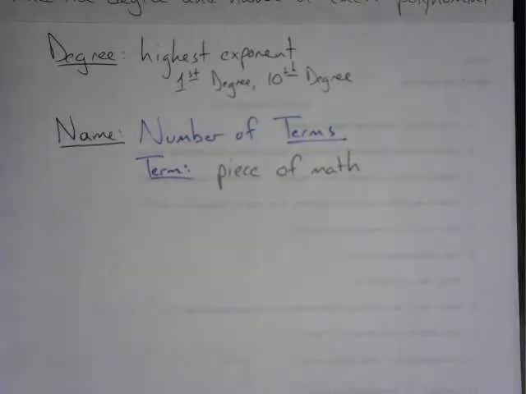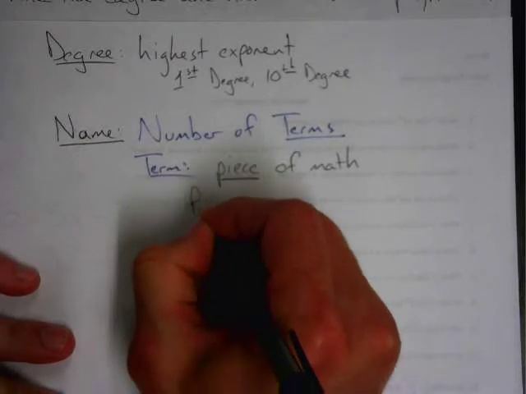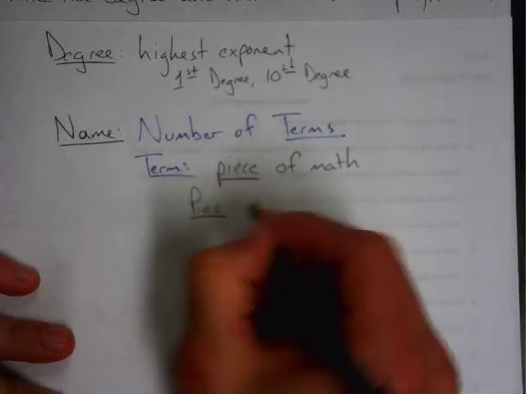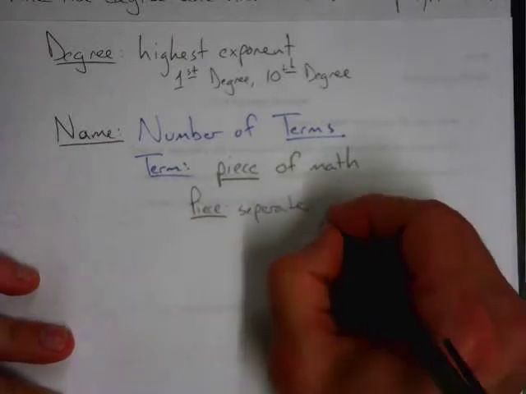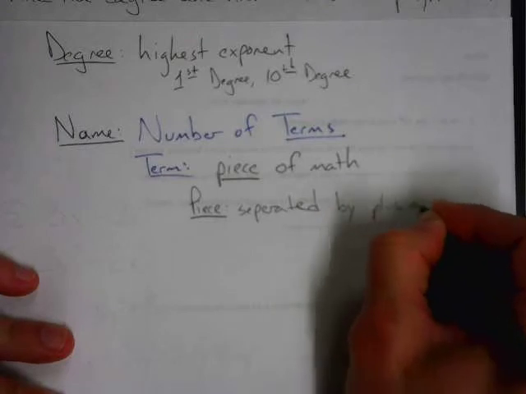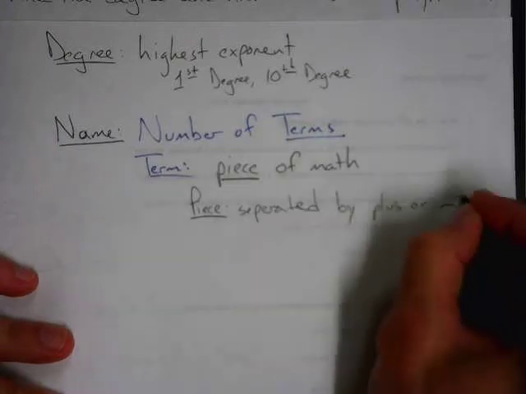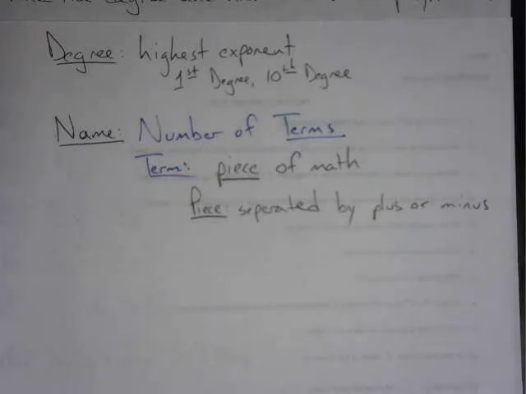And well, now we got to look into, well, what does a piece mean? Right? So now this is where stuff gets a little bit crazy. So what does piece mean? So a piece means that it's something that's separated by a plus or minus. All right? So something that's separated by plus or minus. That's what a piece is. Okay? So a term is a piece of math, and a piece means it's separated by a plus or minus.